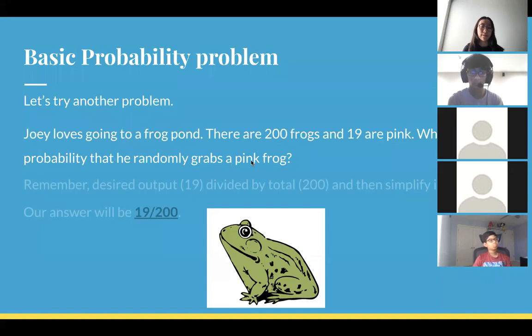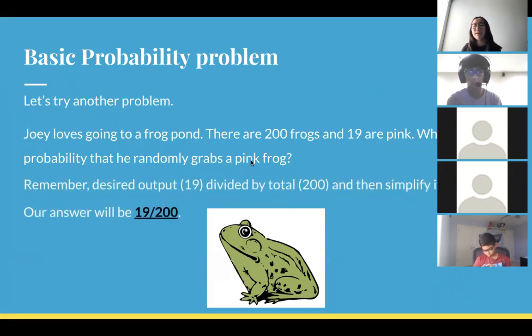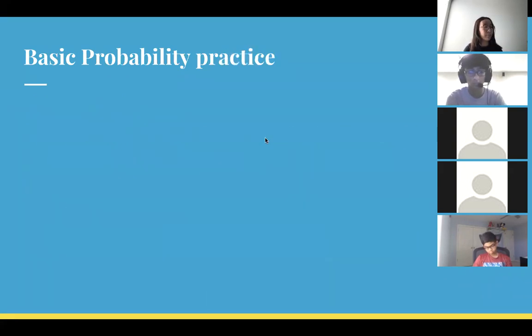Yeah, so pretty simple, right? There's going to be 19 desired outcomes, which are the pink frogs, divided by the total number of frogs, so 200. And then you would simplify that fraction as much as possible, but you can't simplify that here. So our answer is just going to be 19 over 200. So nice job.